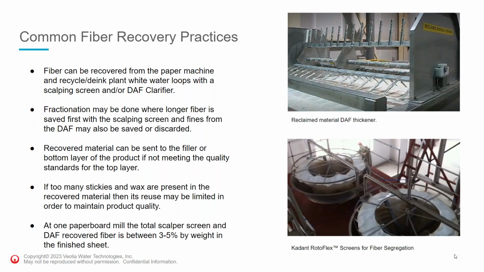Typically, we might see, as at one of our customers that I surveyed, a paperboard mill, they have a scalper screen followed by a DAF, and they recover fiber from both. And typically 3 to 5% of the weight of the finished sheet comes from these recycled materials. We can see a photograph at the top there of a reclaimed material DAF thickener on a DAF clarifier, and a type of scalper screen here, with the photograph furnished to us from Cadant for one of their Rotoflex type scalper screens.